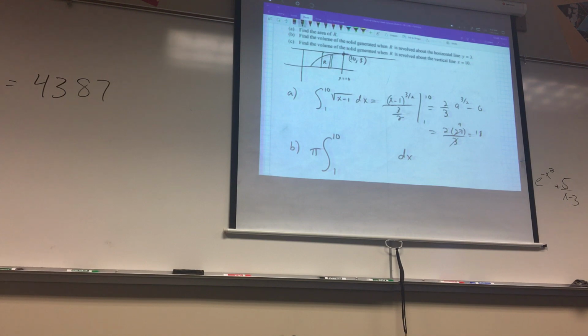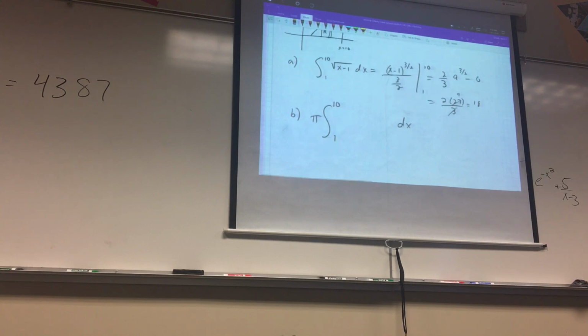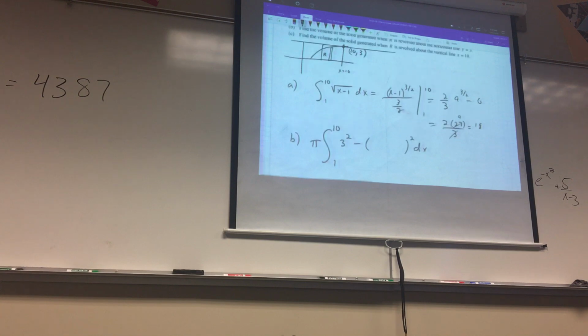Could you go back and look at your notes and see where it says big R is the function that is furthest away from the axis of rotation? Okay? So how long is big R? 3. Big R squared. Yes? Minus how long is little r? And don't forget it's going to be squared.